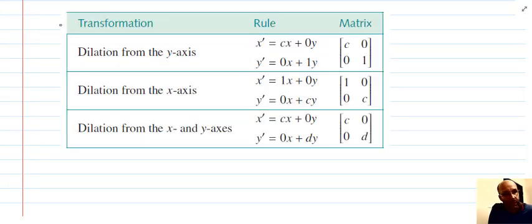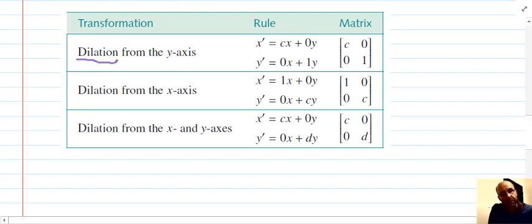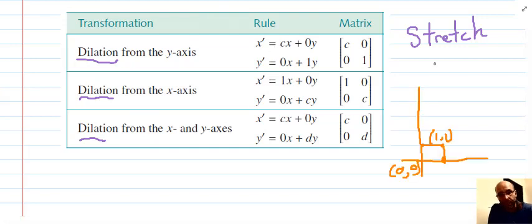Okay, phase 2 out of 3 in the video, we're looking at the transformation dilation. Now, dilation is essentially a stretch. You might have seen that in various studies of functions in some of your other maths that you may have completed. So there are different types. There are dilations from the y-axis, from the x-axis, and from both. So we're talking about a stretch by a factor. Our old friend the unit square can be handy here.